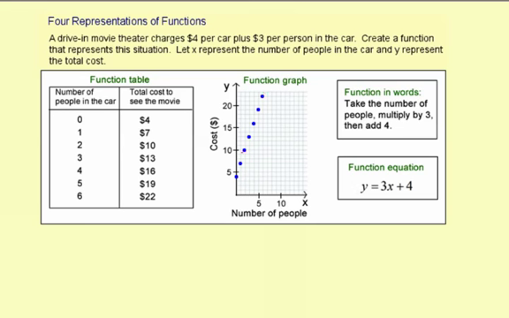If you're given a function graph, you should be able to create a table from that graph, function words, equations, and so forth. So you should become comfortable moving from one representation to the other. It'll really make you understand functions at a much deeper level.